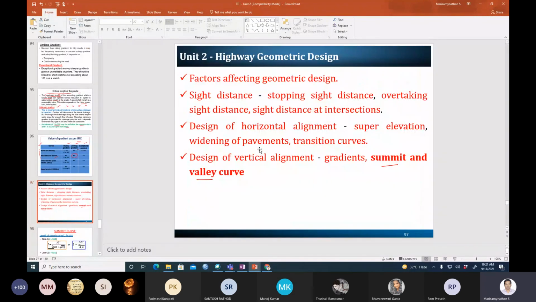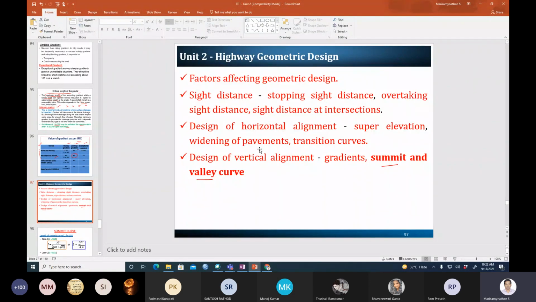The final component we ended with is the vertical alignment, the basics of vertical alignment and the grade. We tried to understand it. Under the grade, there are four different types of gradients: maximum, limiting, exceptional and minimum gradient. Other than that, with respect to a loaded truck, we saw how the critical length of grade can be estimated by assuming 25 km per hour. These are the components we covered in today's class.